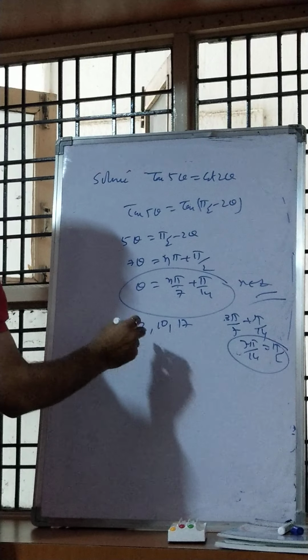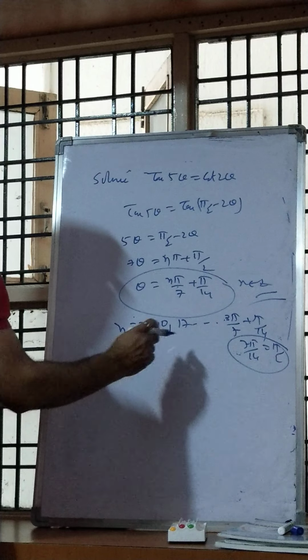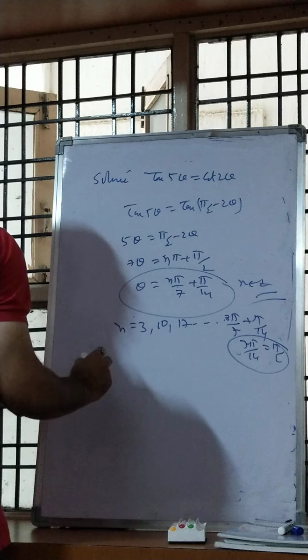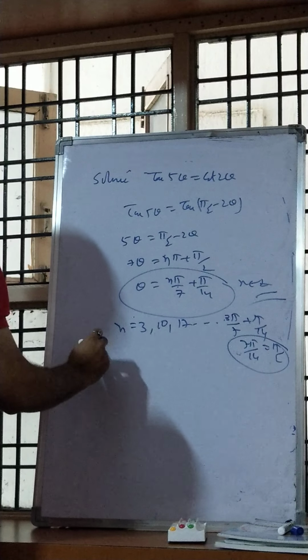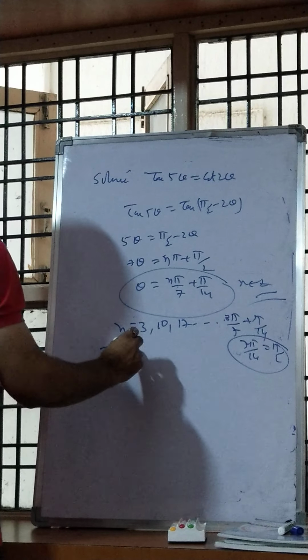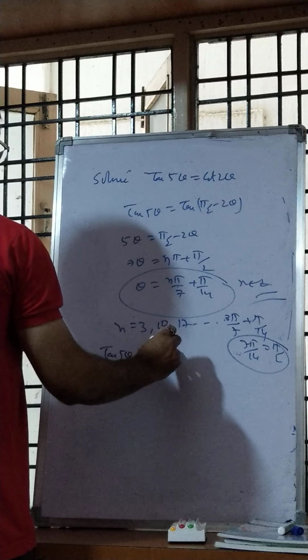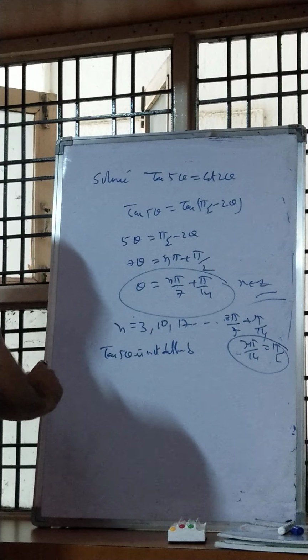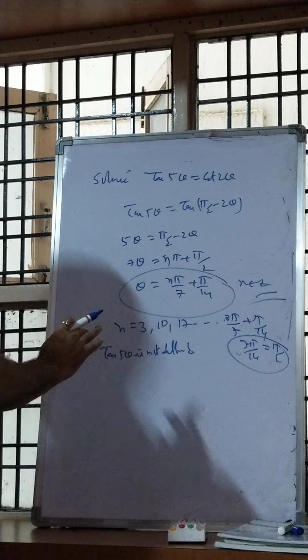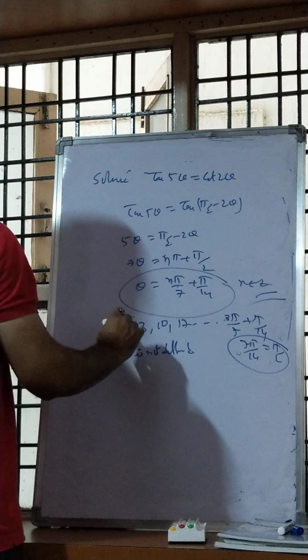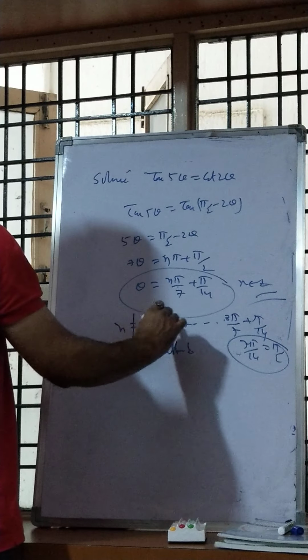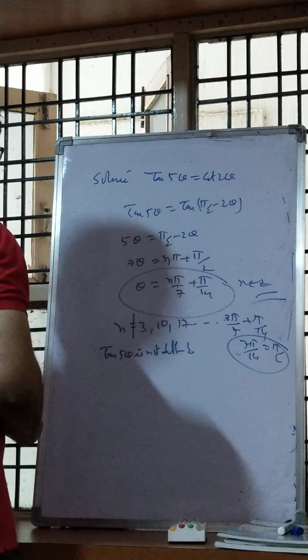Please remember, for these values, like pi by 2, tan theta is not defined. That's the reason you have to say that n cannot be this, which is perfectly right, because it is not defined.